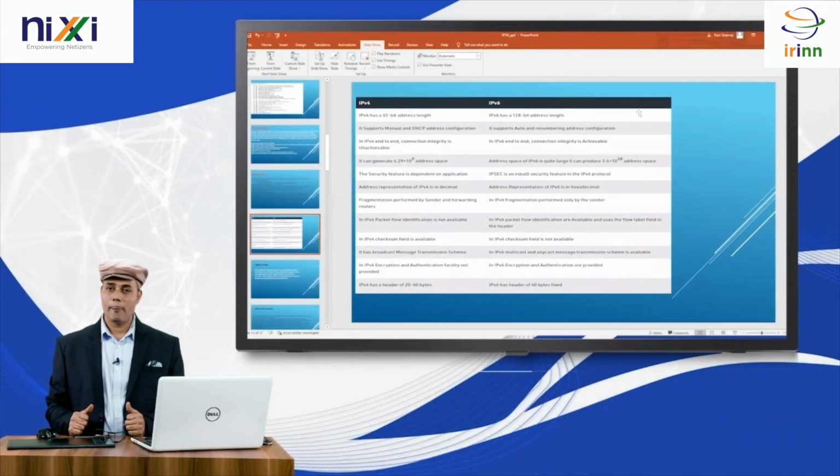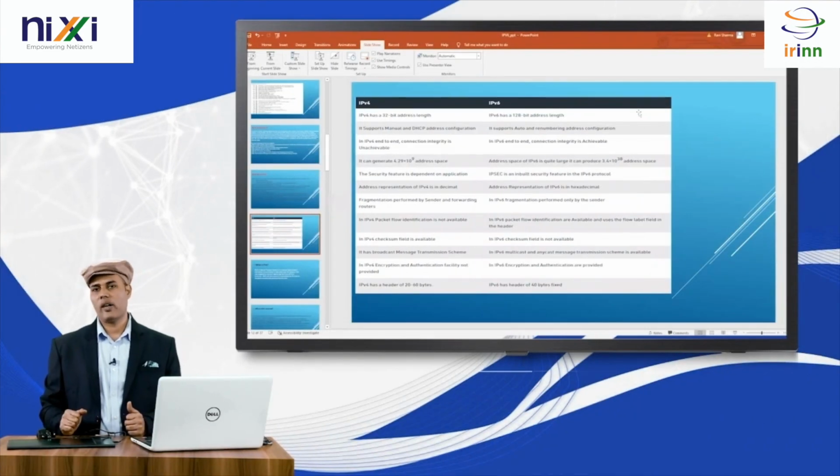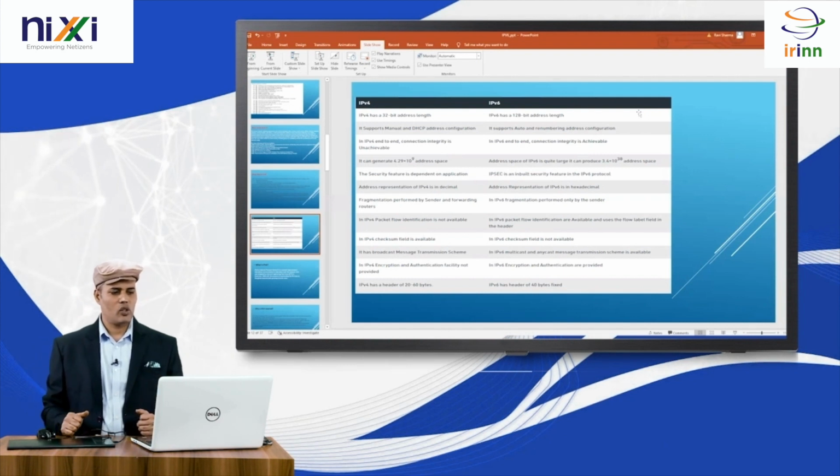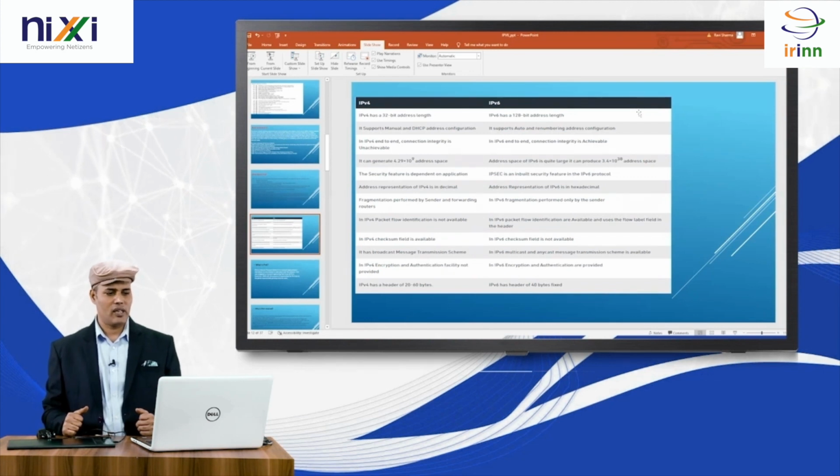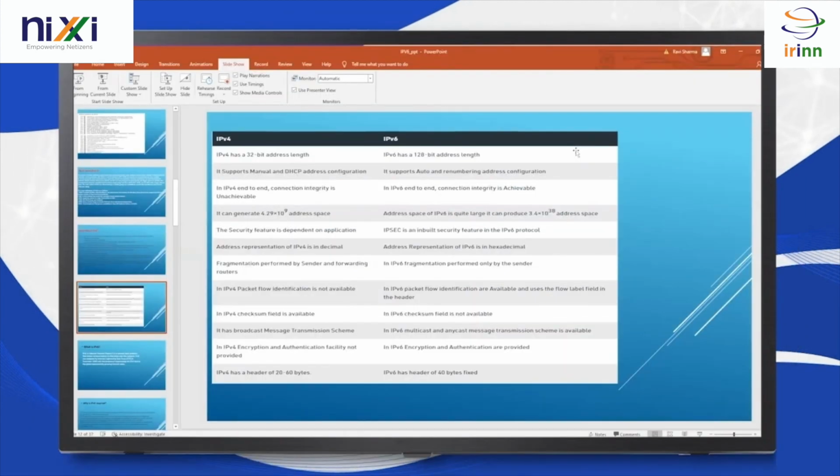Now, if we do the comparison between IPv4 and IPv6, we can have a look here. IPv4 has a 32-bit address, which we already know, and in IPv6 we have a 128-bit address scheme. IPv4 supports manual and DHCP address configuration. IPv6 supports auto configuration and renumbering. In IPv4, end-to-end connection integrity is unachievable, so we cannot achieve it. In IPv6, end-to-end connection integrity is achievable.